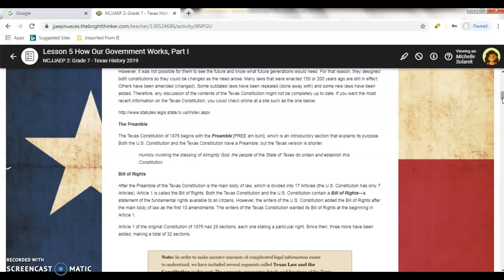So, the preamble began in the Texas Constitution of 1876. It is an introductory section that explains the purpose. Both the U.S. Constitution and the Texas Constitution have a preamble, but the Texas version is shorter. After the preamble of the Texas Constitution is the main body of law, which is divided into 17 articles. Article 1 is called the Bill of Rights. Both the Texas Constitution and the U.S. Constitution contain a Bill of Rights, a statement of fundamental rights available to all citizens.